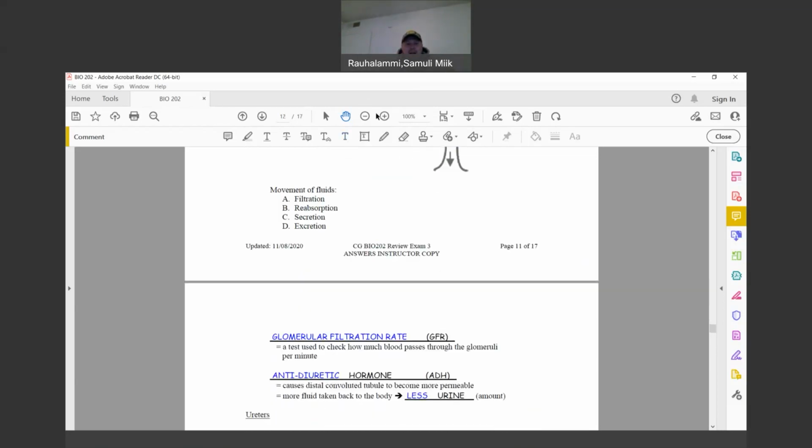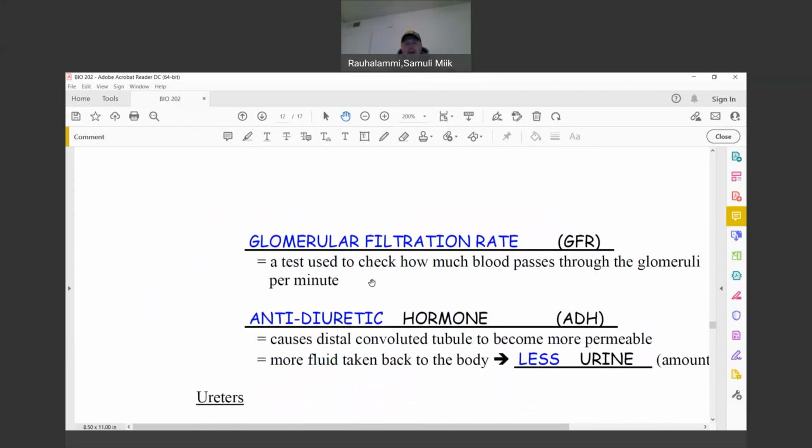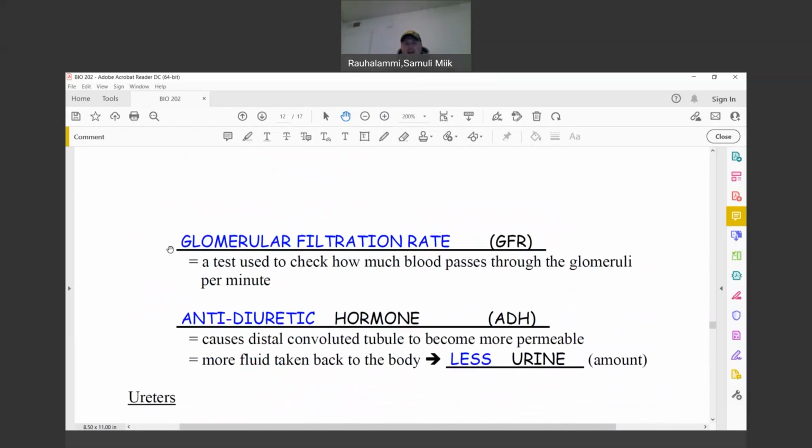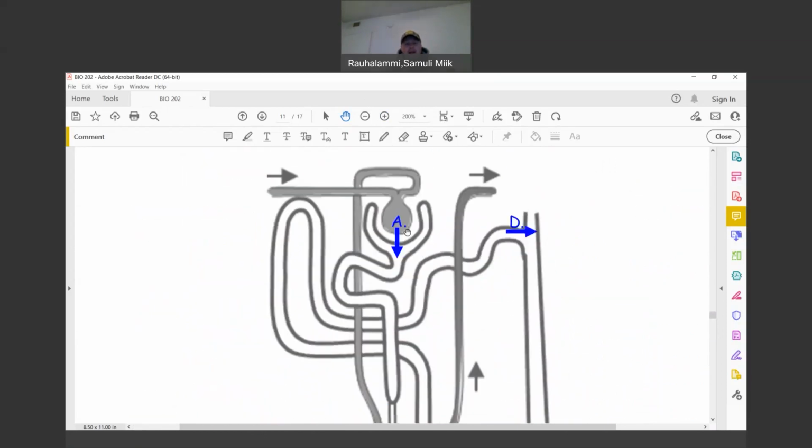Couple of terms that I wanted to mention. First of all, I wanted to mention a term, glomerular filtration rate. Glomerular filtration rate is a measure that we use a lot in clinical practice to tell us how well your kidneys work. So that's a measure for how much blood passes through the glomeruli in 1 minute. So we're looking at really how well your kidneys are working.